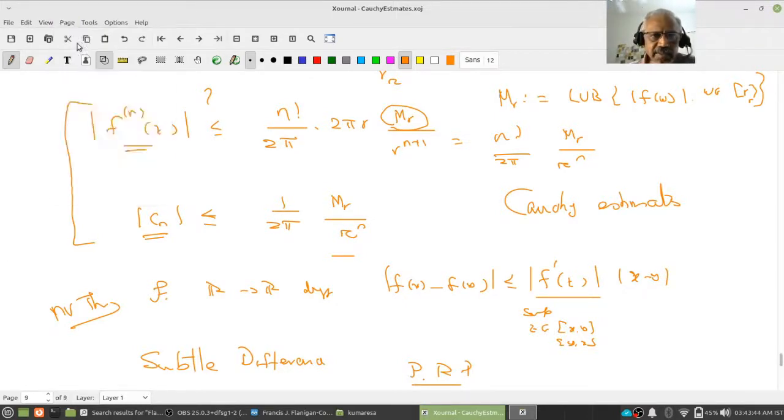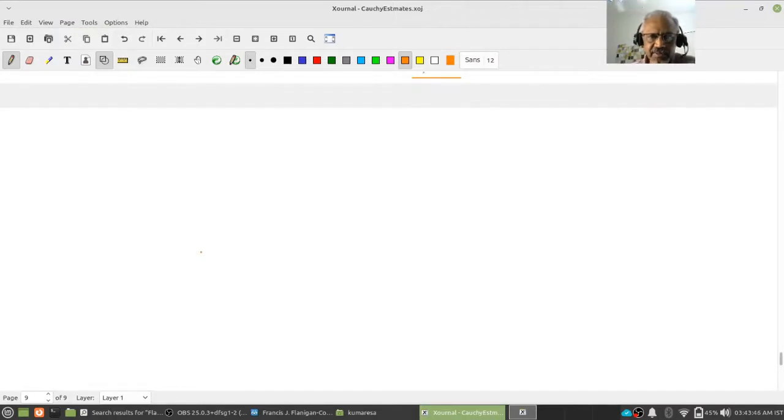Now let's quickly do some estimates of this kind. Suppose I have an entire function f from C to C. Then I know I can write f(z) as the summation of c_n z^n. This is true for all z in C.